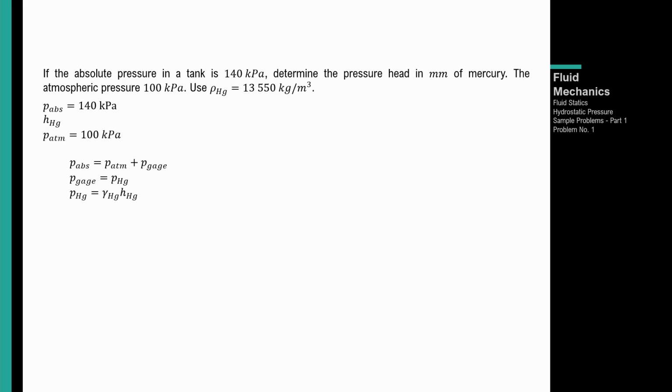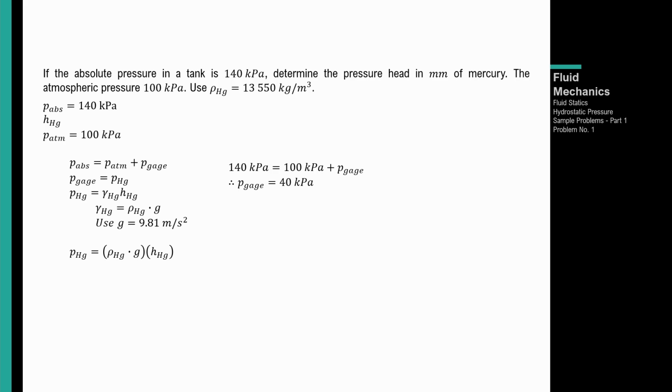And then pressure equals sa gamma H or unit weight times yung pressure head na tinatawag. Yung unit weight dahil ang given ay density, so density times acceleration due to gravity g. At yung g na gagamitin, hindi nabanggit sa problem, so gagamitin natin is 9.81 meters per square second. So therefore, ito yung pressure in terms of mercury. So absolute pressure is equal to atmospheric, which is 100 kilopascals, plus yung gauge pressure. So therefore, gauge pressure ay 40 kilopascals.